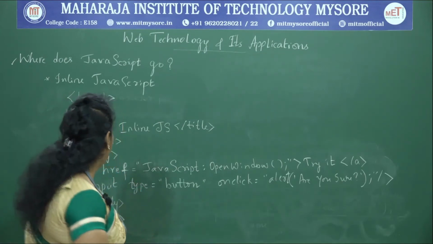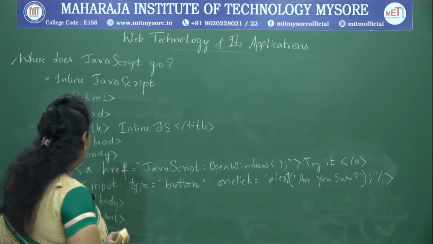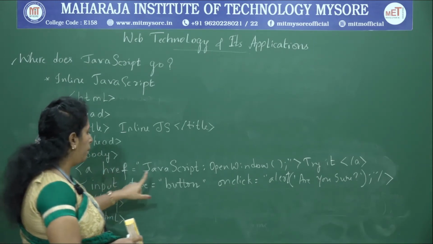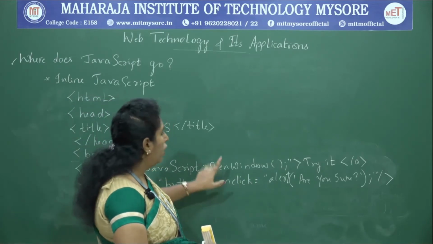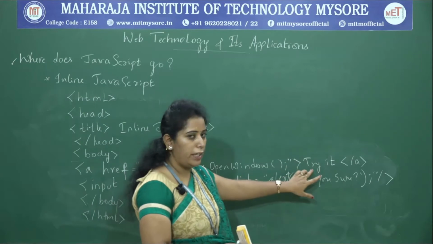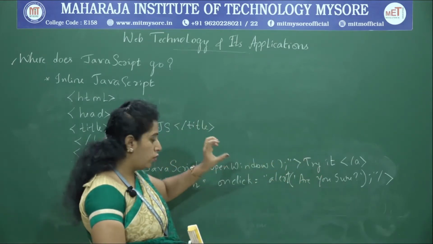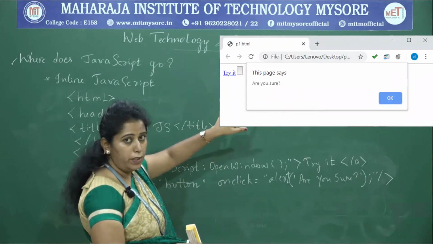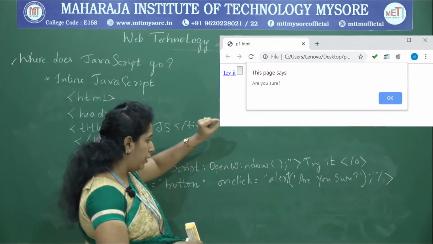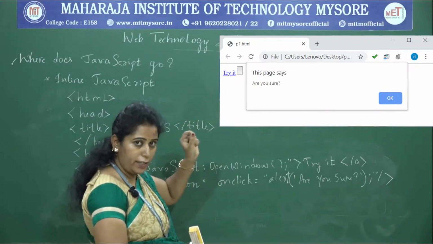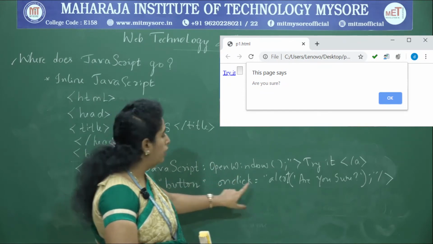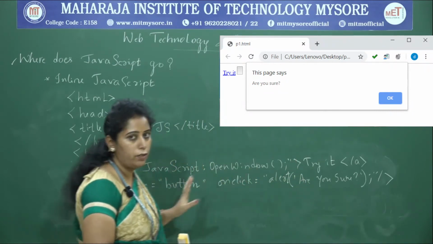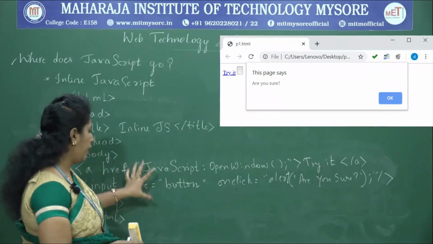Let me take up one more example to illustrate inline JavaScript. You can notice that for a hypertext reference, I have passed JavaScript to open a window. When you run this program, you will click on the try it button. When you click on try it, you can notice one window is opened near it. When you click on that window, you are performing a click operation, right? So onclick gets called, and there it prints an alert message saying, are you sure? This is one difference you can notice using this example.